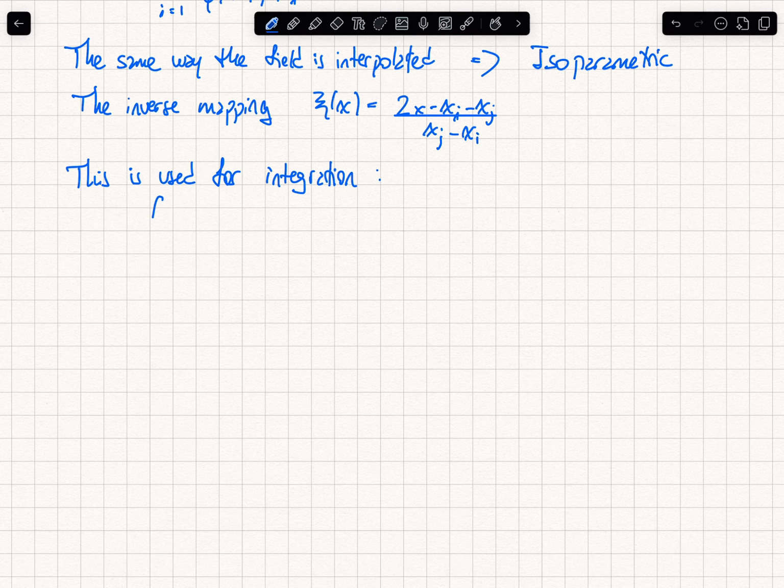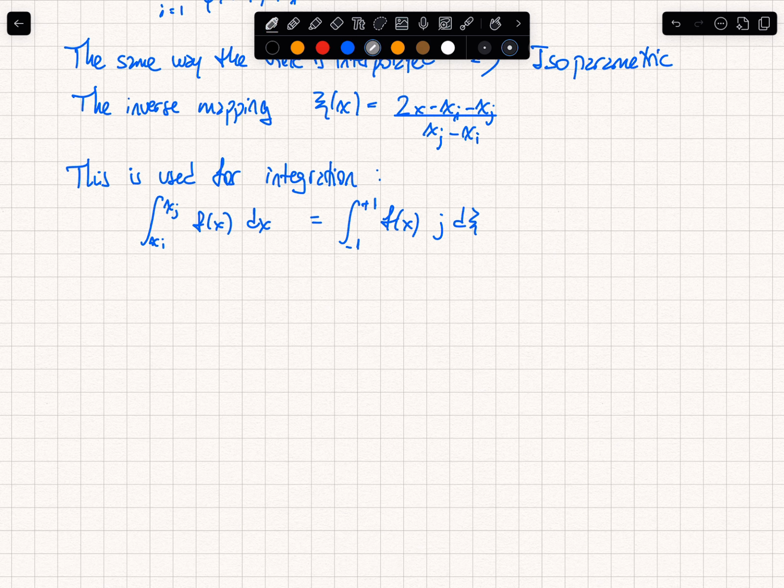And so if we express an integral from xi to xj of some function that we call f of x dx, then we are going to express that integral as, of course, we have to change our domain of integration. So the integral is going to go now from -1 to 1, right? F of x still like this, but now we have J dx, and J is a so-called Jacobian. This guy here is our Jacobian.